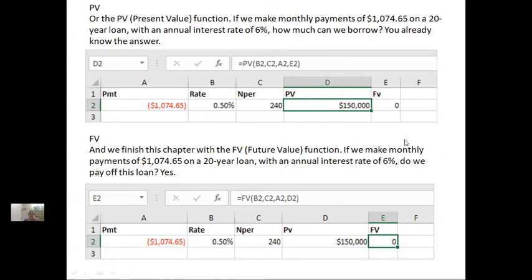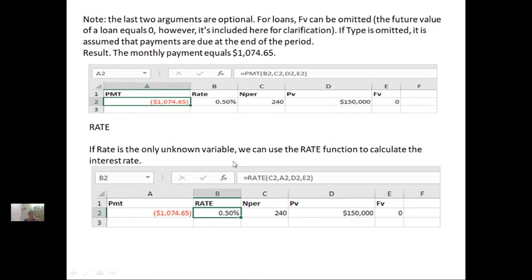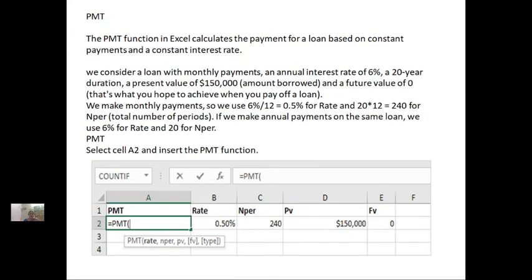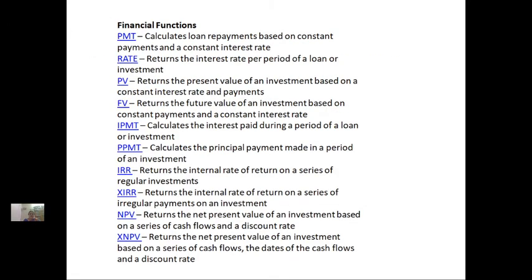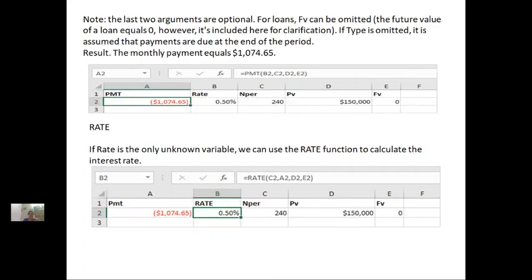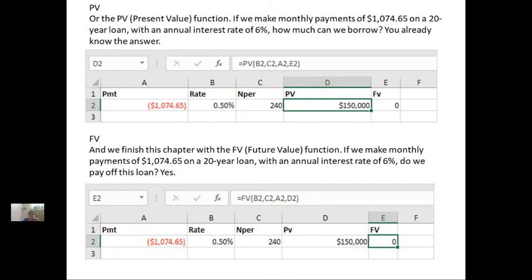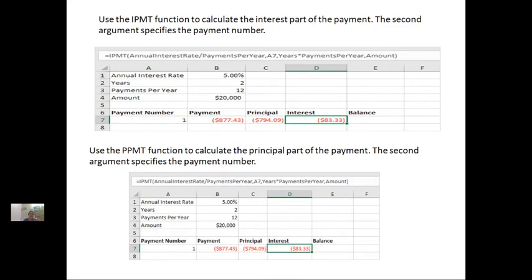So these are the financial functions. We have present value and future value. And before, in the slide, we have seen the rate and PMT functions. It calculates loan repayment based on constant payments and a constant interest rate. Now let us go to the next financial function, that is IPMT.